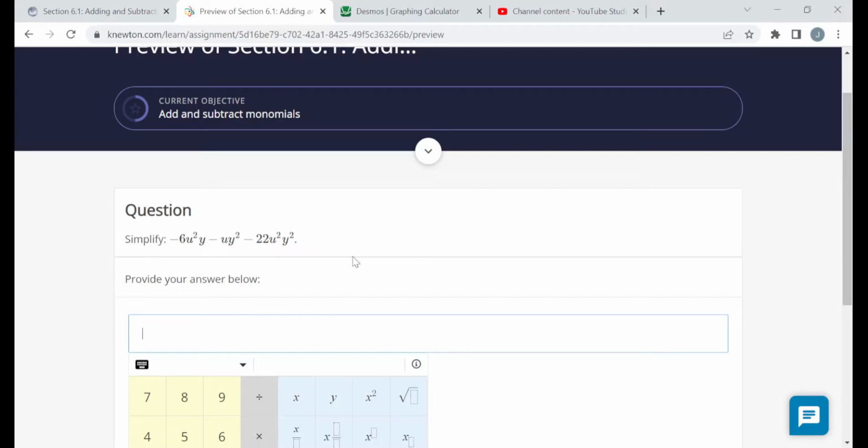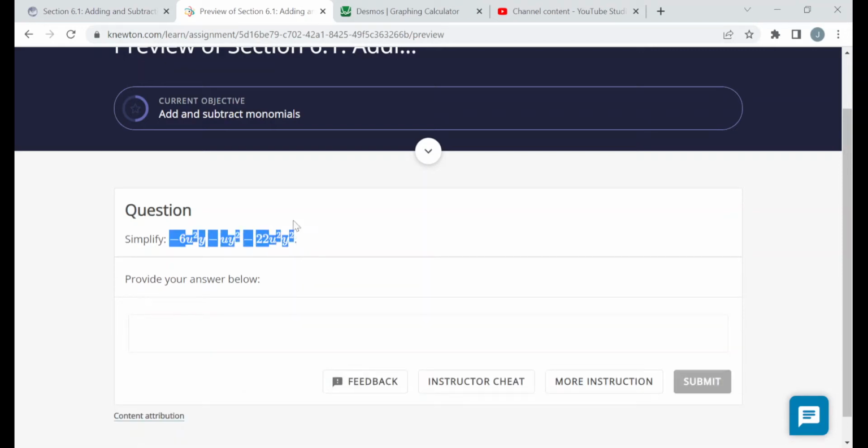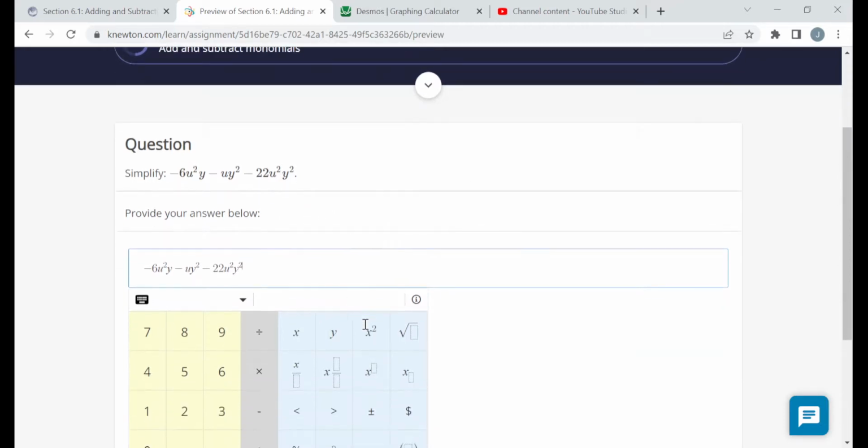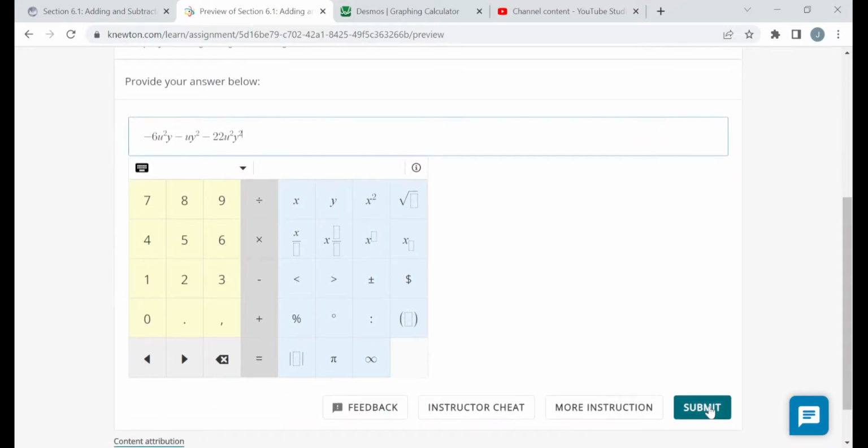Let me see if I can just copy and paste this actually. The way they wrote this is as simplified as it gets. Oh no, that doesn't work. And it doesn't do the powers very well when you copy and paste. All right, so negative 6 u squared y minus uy squared minus 22 u squared y squared. Yeah, it's as they wrote it. No terms are like. Can't do anything with it.